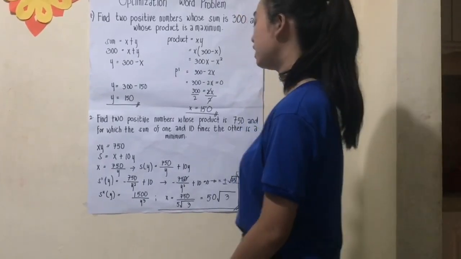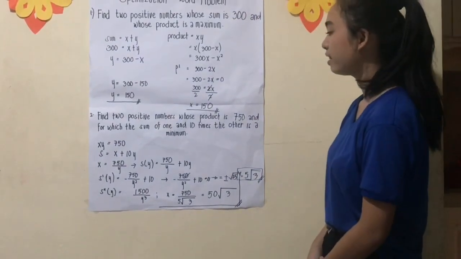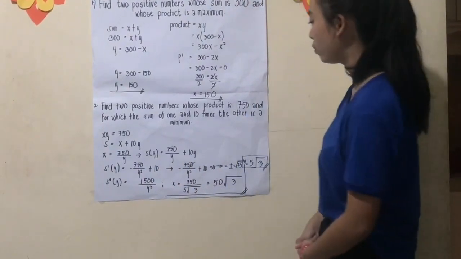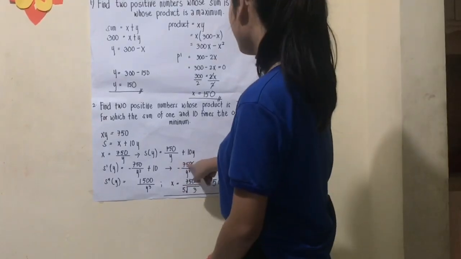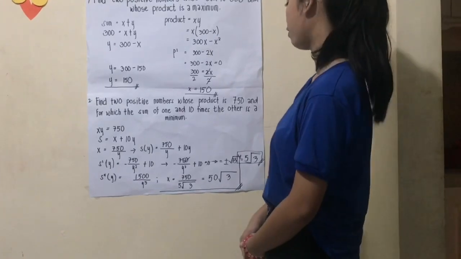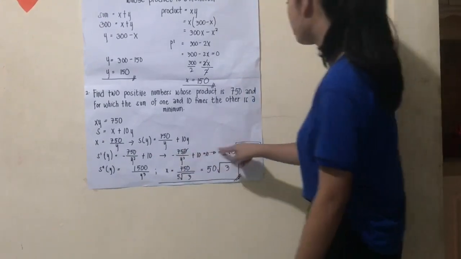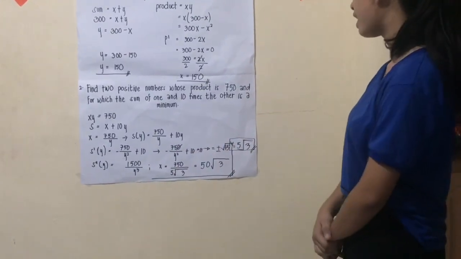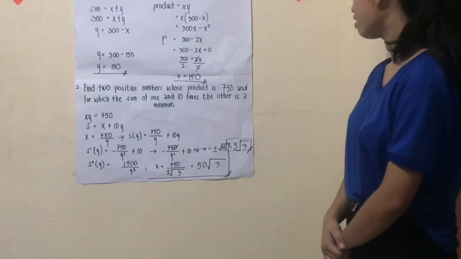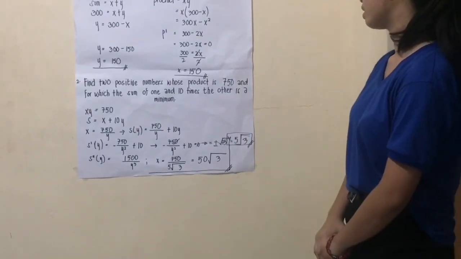So let's find the S prime. S prime of y equals negative 750 over y squared plus 10. Then negative 750 over y squared plus 10 equals 0. And it turns out our y is equal to 5 square root of 3.